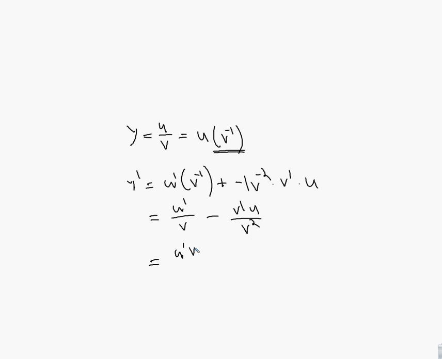v over v squared. I just multiplied a v times the numerator and denominator, so it doesn't change anything. V prime u over v squared, and then of course we have a common denominator, so I get u prime v minus v prime u over v squared. Okay? And that's the quotient rule.